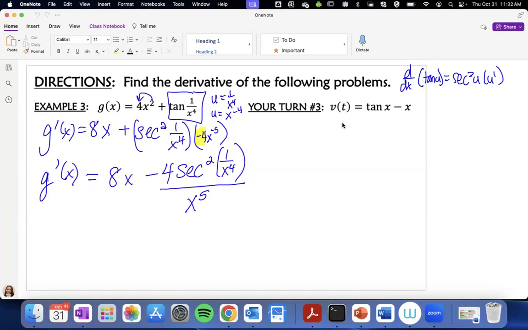These can be tough. So just take it slowly. Go ahead and try your turn 3. See how you do. You've got 2 more left.